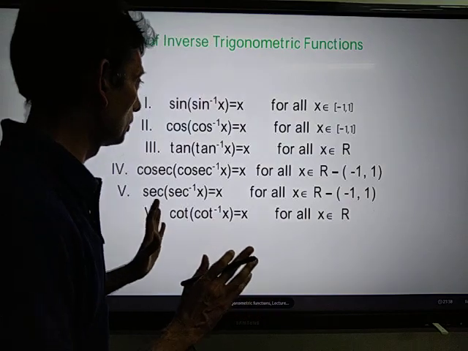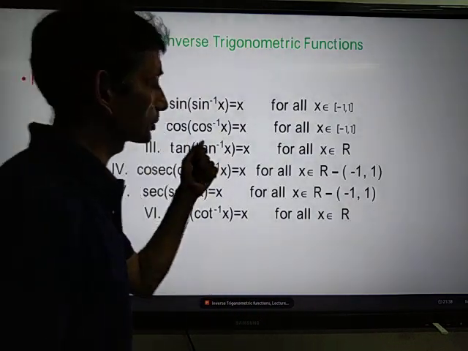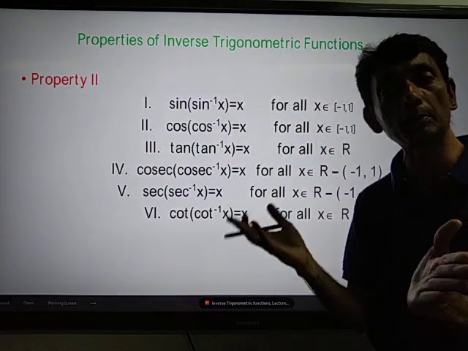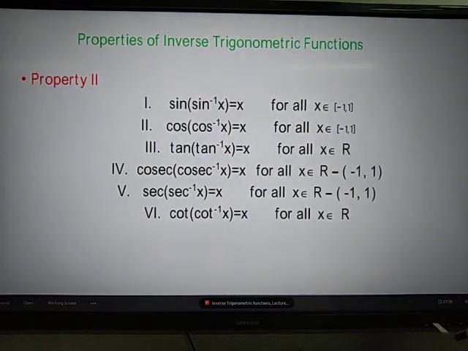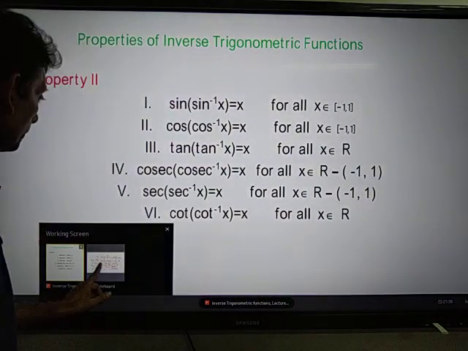Now let us try to prove the property. In fact, this property can be proved in exactly the similar way that we have proved property 1. Let us see the proof.